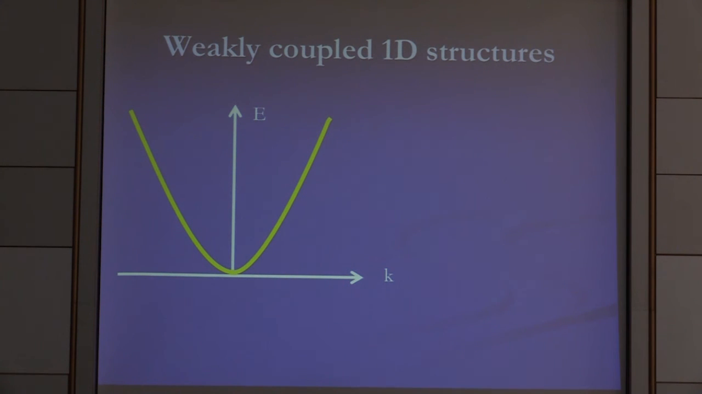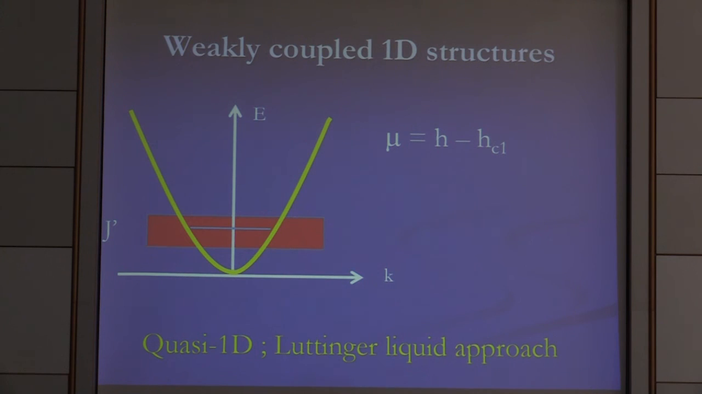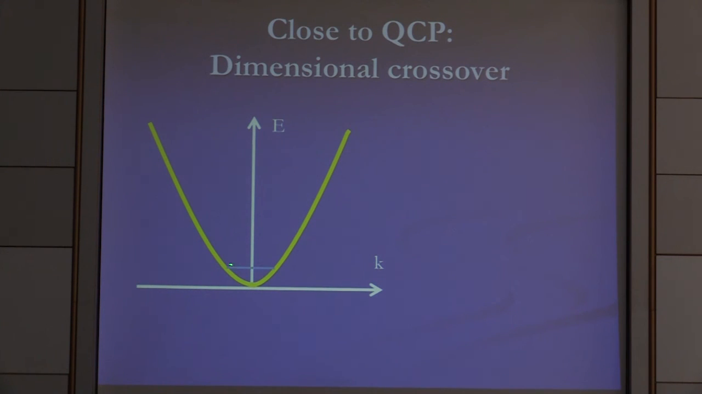I showed you this example of weakly coupled 1D structure. It only works if you're far from a quantum critical point. Here is the energy excitation of, let's say, a one-dimensional chain with a chemical potential here. If the coupling J prime to other chains is weak, then I can view this as indeed weakly coupled one-dimensional structures. But if I move close to a quantum critical point, then the chemical potential will be very close to the bottom or the top of the band.